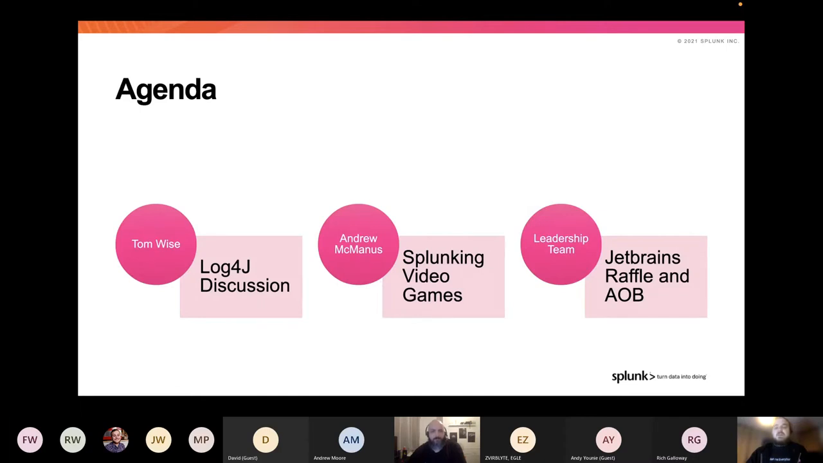So the agenda that we've got for you today is a discussion on Log4J, which I think everyone in the security field would have at least heard of over the past month or so. Tom's going to be talking about that. And then I'm going to essentially play a YouTube video that I uploaded at lunchtime about how to Splunk some video games, especially one that is based in Edinburgh itself. And then afterwards, we will have a raffle and just do any other business, and we'll encourage any discussion at that point.